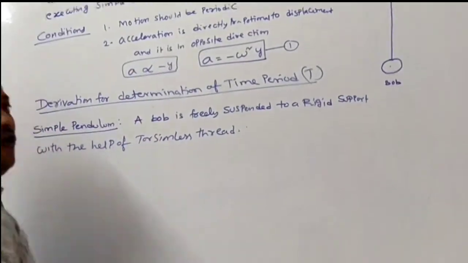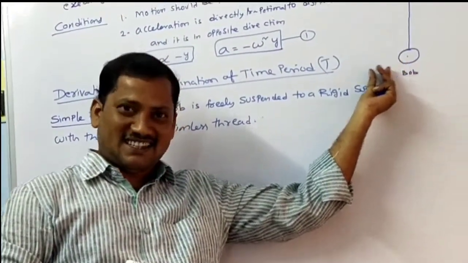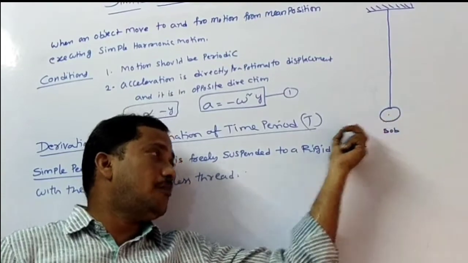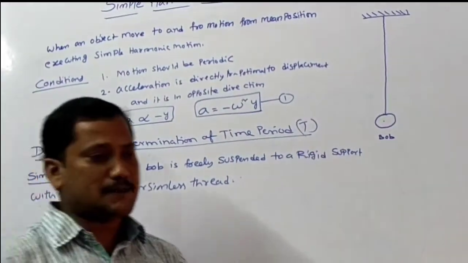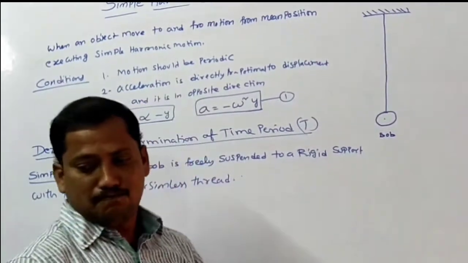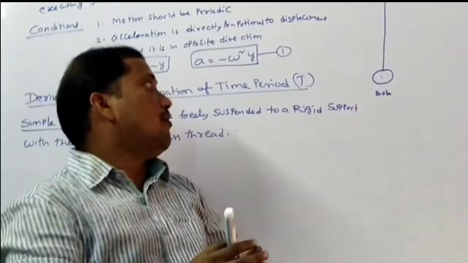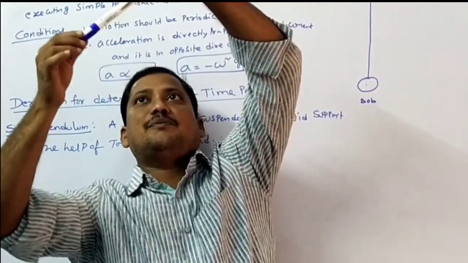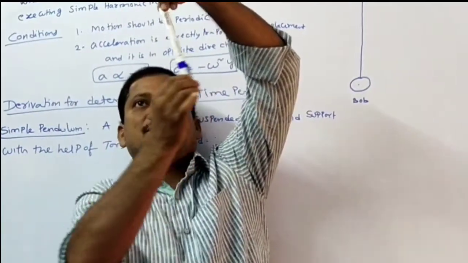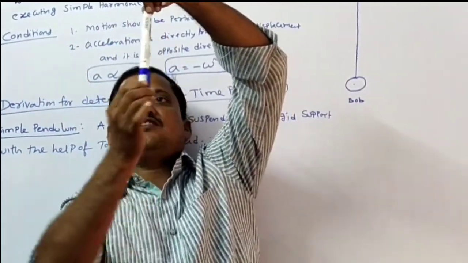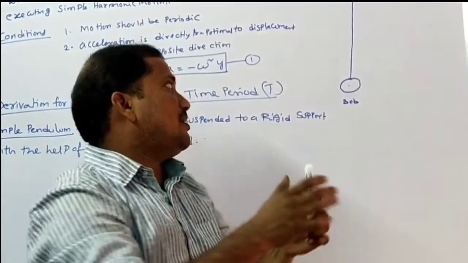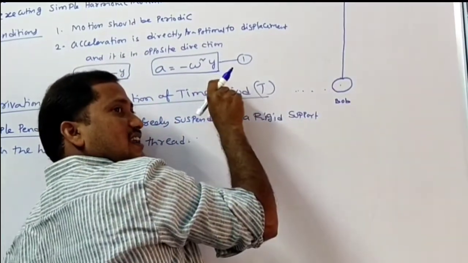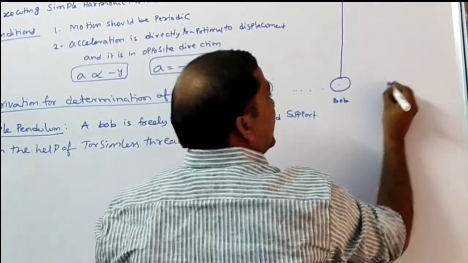Now pull the bob aside and leave it. Automatically what happens? Say for example, this is a bob. If you pull this and leave it freely, it will move like this, to and fro motion. If it is the to motion, you can say this is the fro motion. So I am explaining the diagram. Now pull the bob aside and leave it, and automatically it will move to and fro.